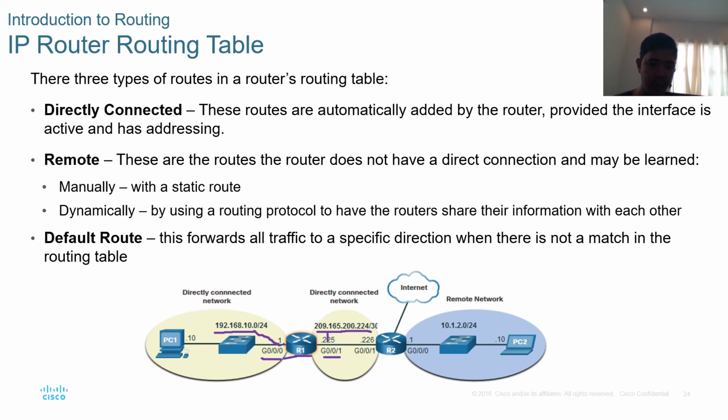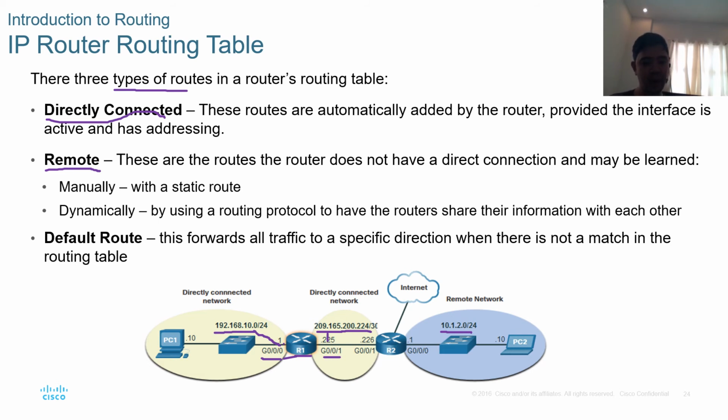So if we classify the type of routes, these two networks here are directly connected. I have a network here of 10.1.2.0. It is not connected to R1. If R1 can see this remote network 10.1.2, it will be tagged as remote. It's classified as a remote.